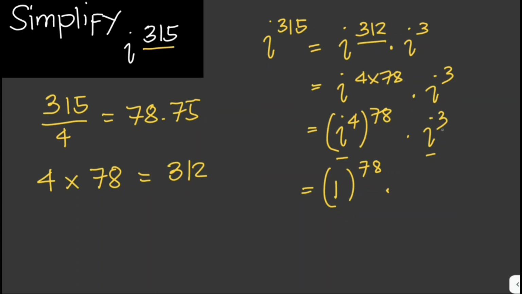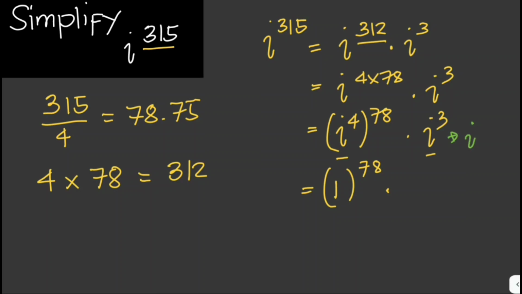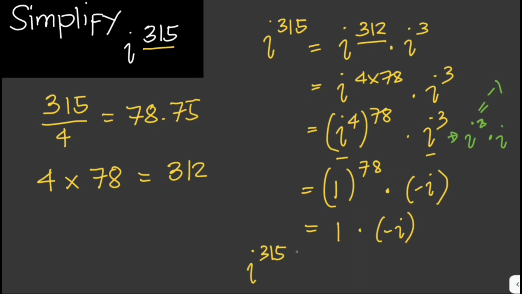i cubed can be written as i squared times i, and i squared is equal to -1. Therefore, i cubed is equal to -1 times i, which is equal to -i. And 1 to the power of 78 is equal to 1, times -i. Therefore, i to the 315 is equal to -i.